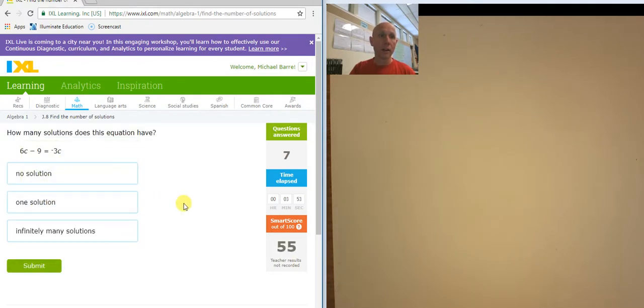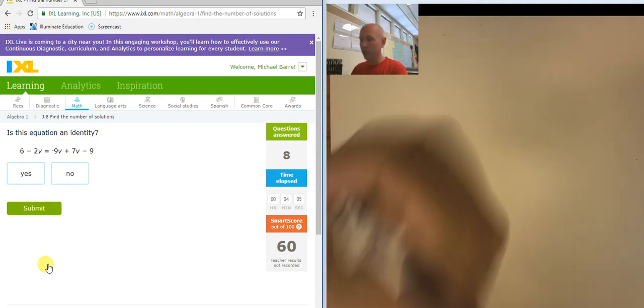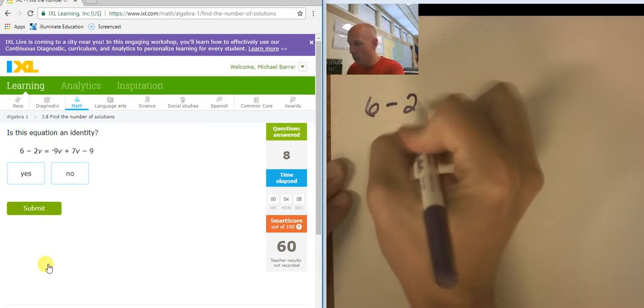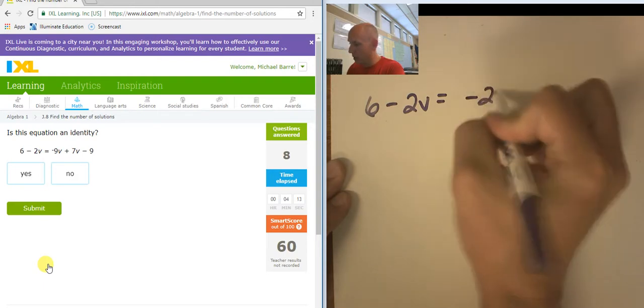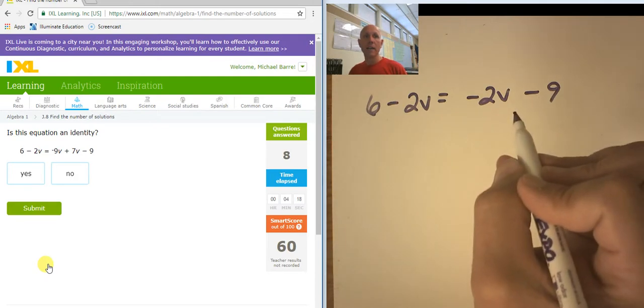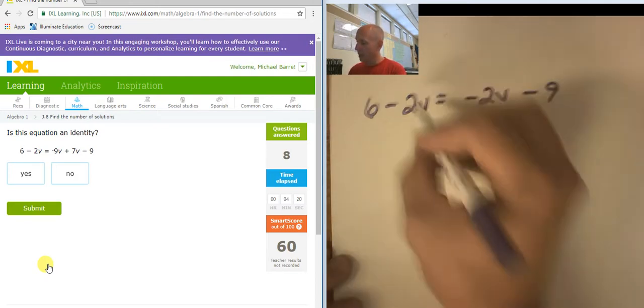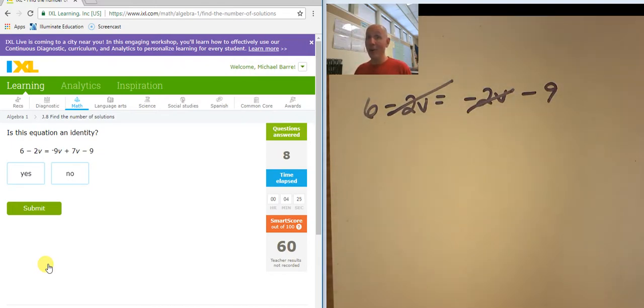Let's see. Are the c's going to cancel out? No, which means there's one solution. Let's see. Are the v's going to cancel out? Well, before I think about that, let's simplify it down a little bit. So I have 6 minus 2v equals negative 2v minus 9. So negative 9v plus 7v is negative 2v. Those guys cancel out. 6 equals negative 9. What does that tell me? 6 equals negative 9? No. That means no solution.